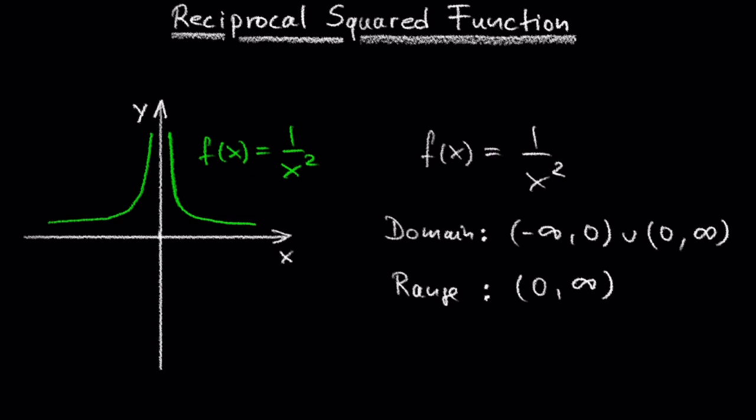And the closer x gets to 0 from this side, the bigger the output gets. But we'll never reach an upper bound because we can always plug in a smaller x, which makes the output 1 over x squared even bigger. We have the same situation in the second quadrant. The closer x gets to 0 from this side, the bigger the output gets. But it will never reach an upper bound.